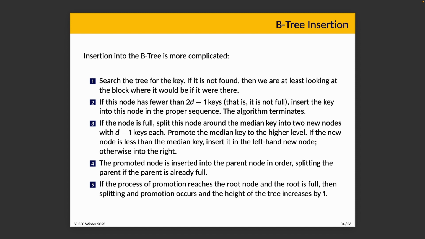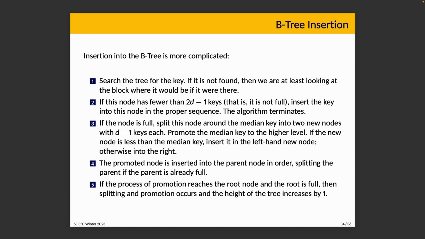In the harder case, we have to split the node. We split the node around the median key into 2 new nodes, each with half of the keys. And we take what was in the middle and move it up to a higher level. If the new key is less than the median, insert it in the left-hand new node. If it's larger, then put it in the right. If the key that we've just promoted, moved up to the parent, is inserted in there, great. If that's not full, there's no problem. If adding it didn't cause a problem, we're okay.